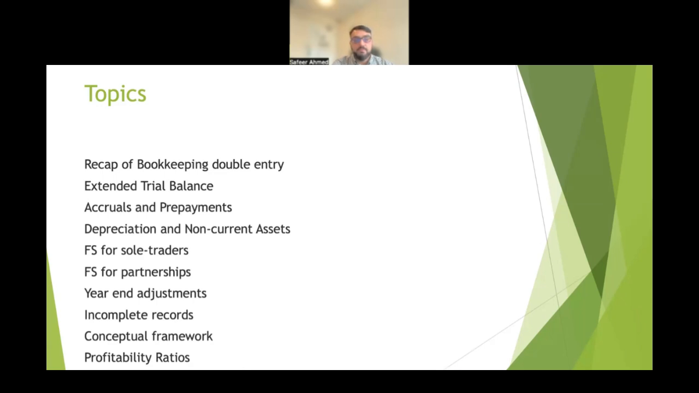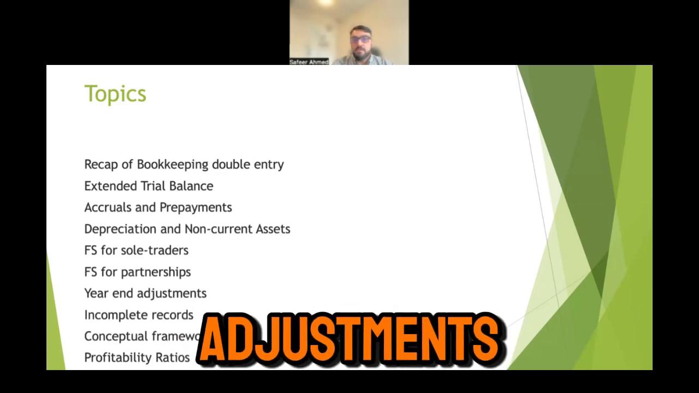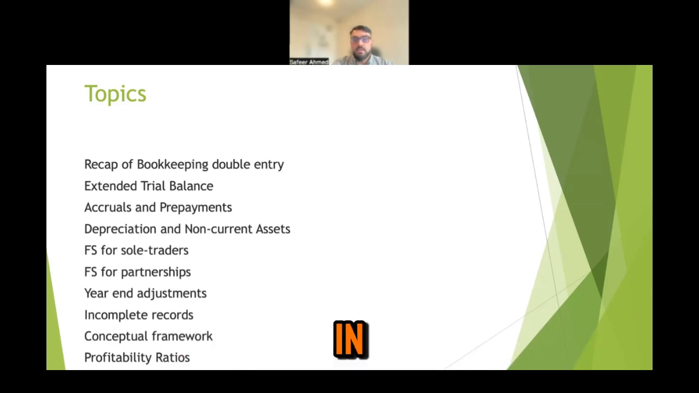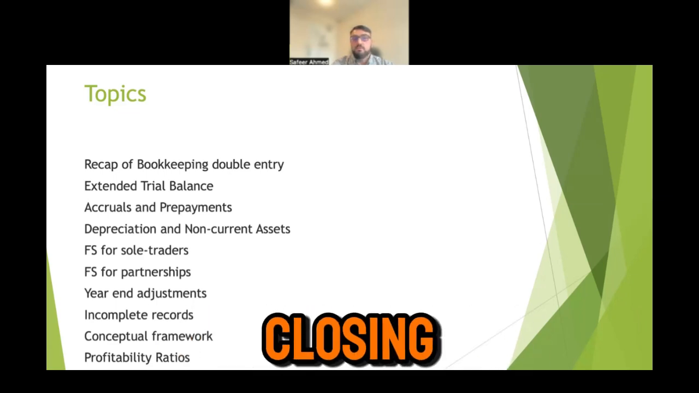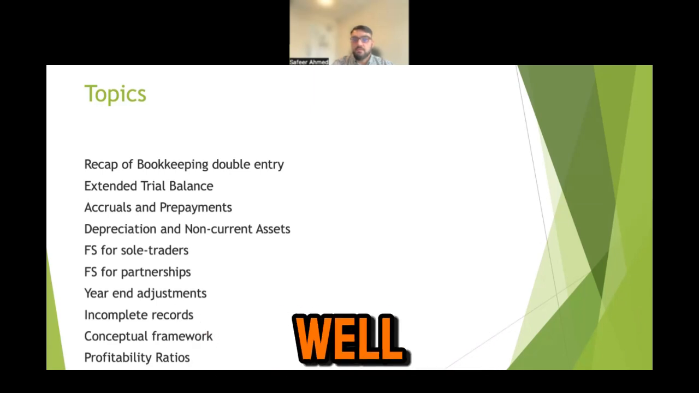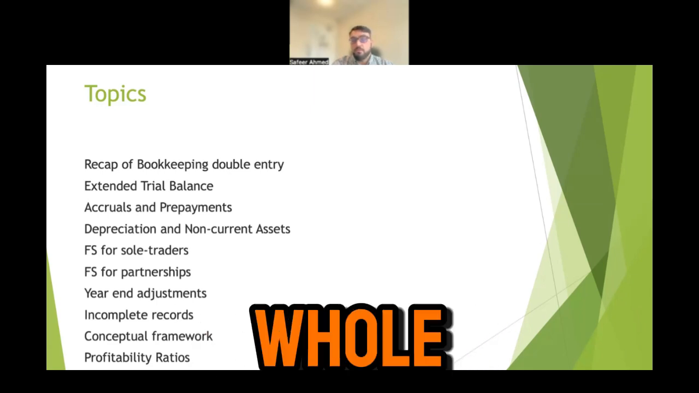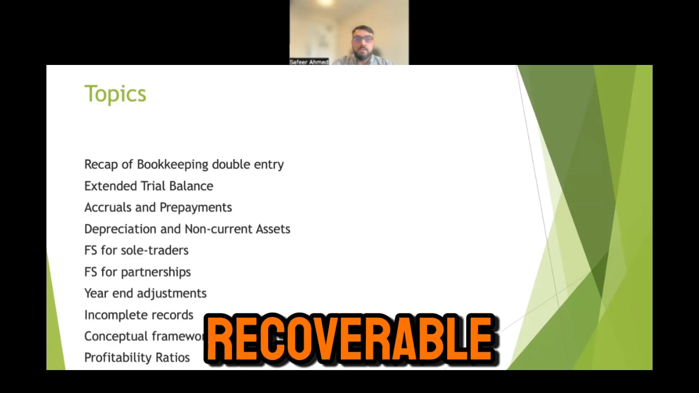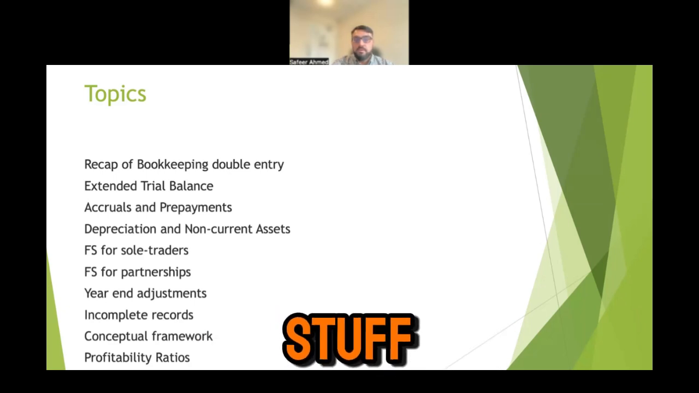Then year-end adjustments. In addition to what we covered, accruals and prepayments are year-end adjustments as well. Depreciation is a year-end adjustment as well. Closing inventory is a year-end adjustment as well. So how to calculate closing inventory, there's a whole topic on that. Irrecoverable debts, stuff like that.